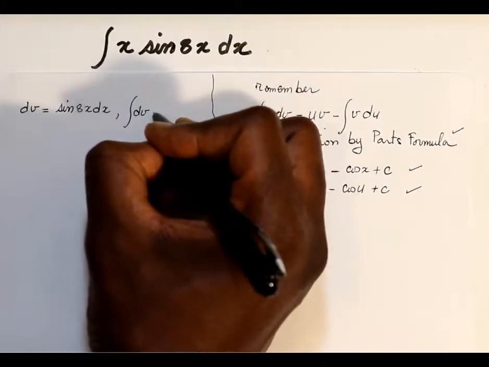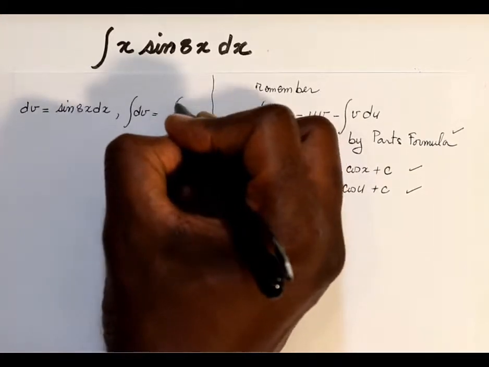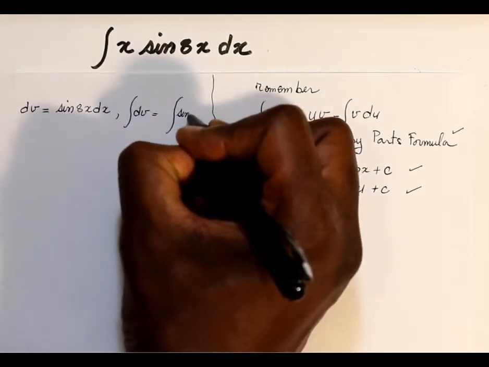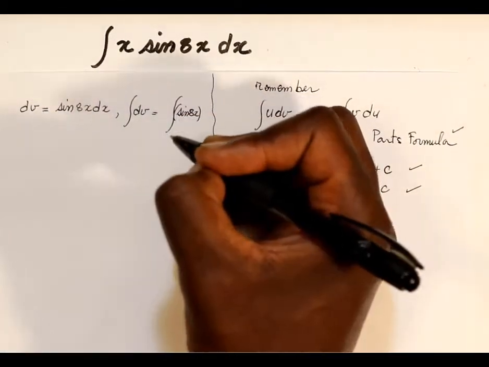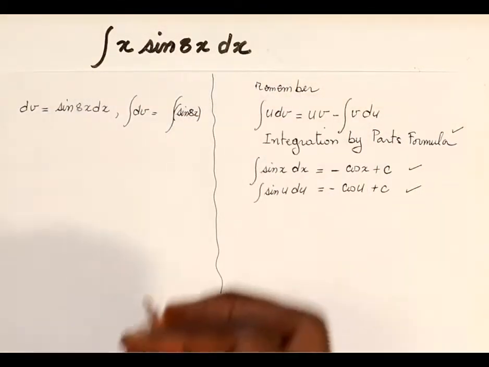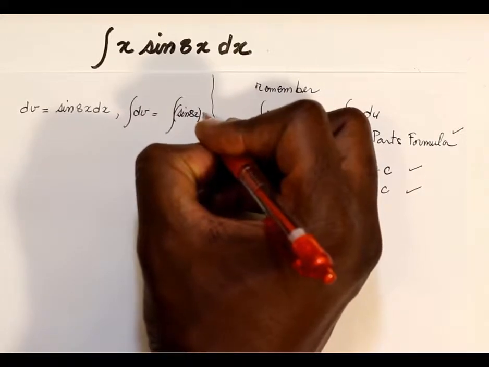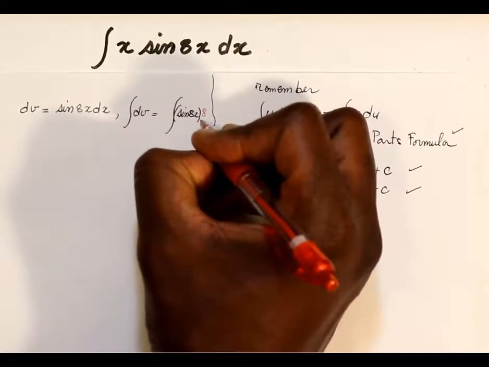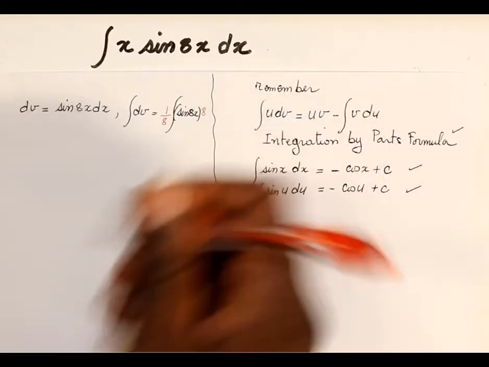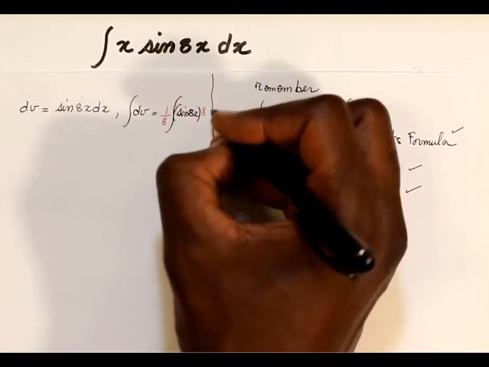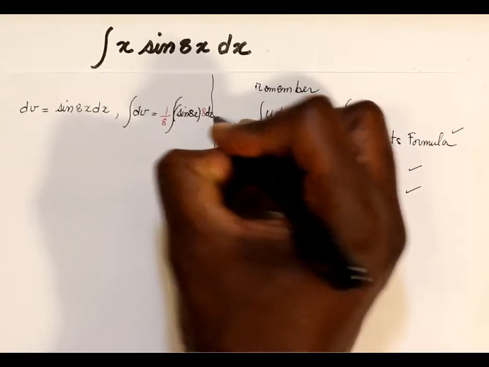Now, for integration by parts, I'm going to make the most complicated part of my integral the dv and then integrate it. So the integral of dv is equal to the integral of sine 8x dx. Now, to make the integrand easier to integrate, I'm going to multiply by 8 and divide by 8. So I made it integrable.